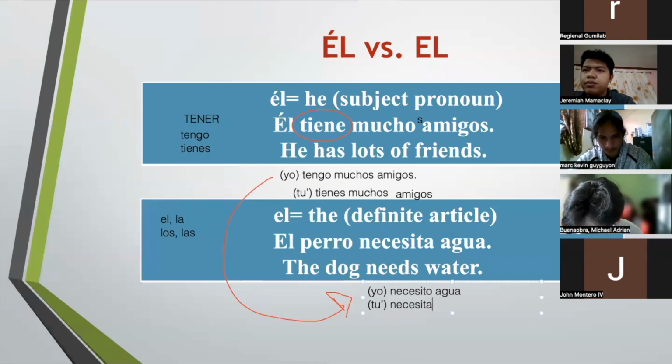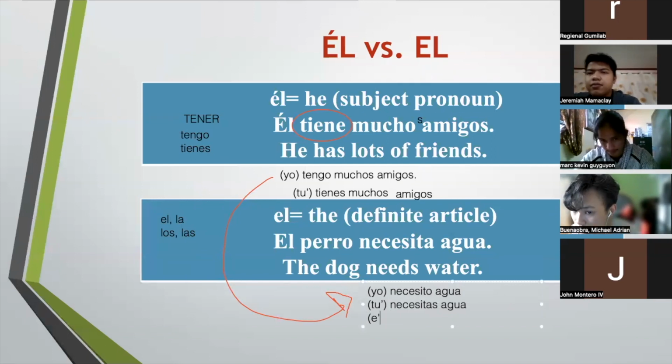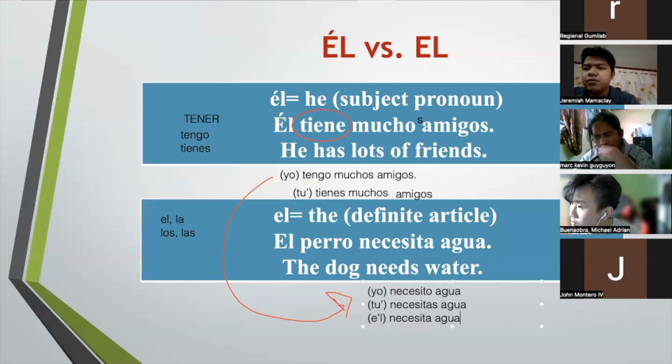Necesi. Kulang pa yan. Necesitas. Necesitas agua. And then, of course, el necesito. Okay. El necesita, rather, agua. Okay. All right.